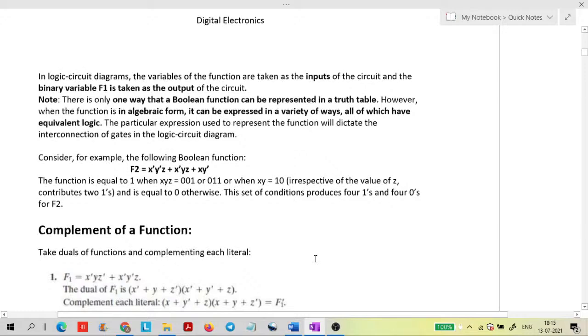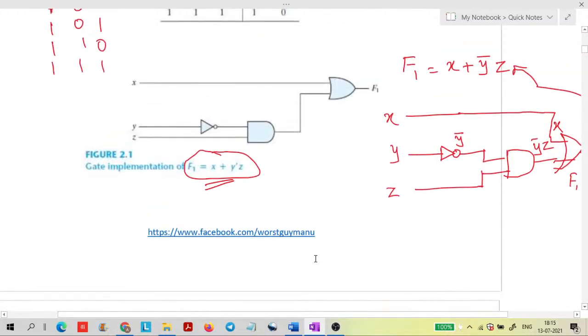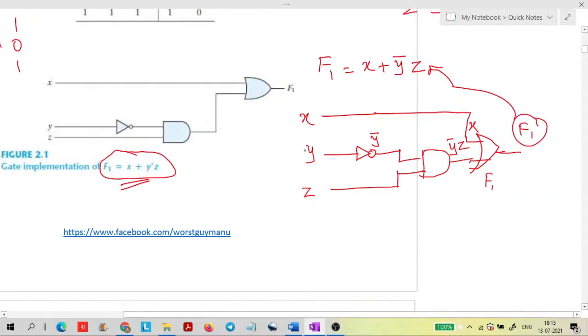So in logic circuit diagrams, the variables of the function are taken as inputs to the circuit, and the binary variable f1 is taken as an output. So here in this case, what are the inputs? This is called the input, and here the function f1 is the output.